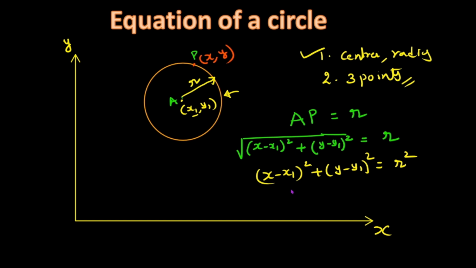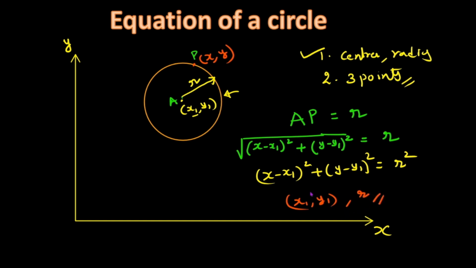Then I will explain to you how to identify whether it is a circle equation or not. I will explain that later in this class. Here you can see clearly that x1, y1 is the center of the circle and r is the radius of the circle.